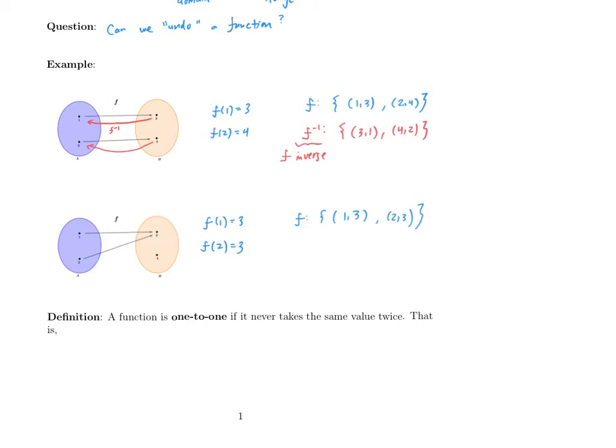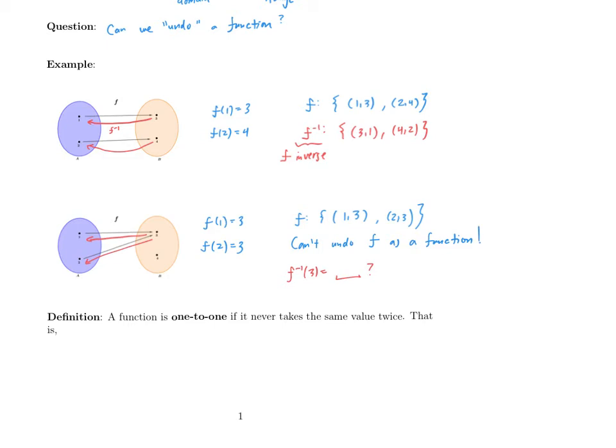Then we ask ourselves the same question with this second example. Can we undo this function f as a function itself? Well, what would such a function look like? You would have to have 3 going to 1 and 3 also going to 2. So in terms of defining f inverse of 3, we have no idea how to define it as a function. So the observation I'm going to make is that we cannot undo f as a function.